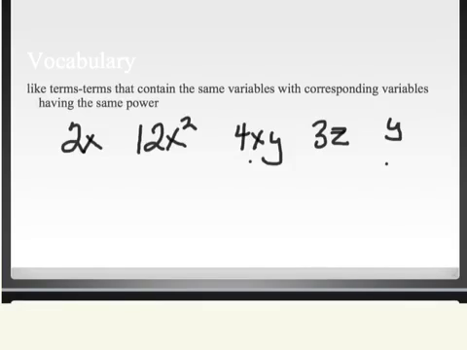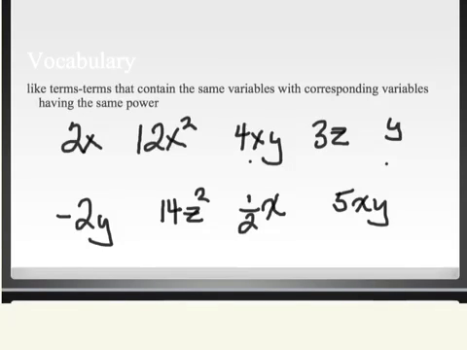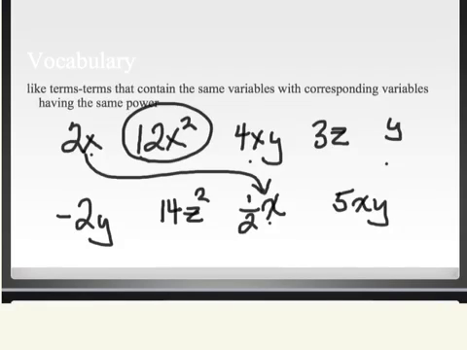So we're going to play a little game. And this game is match those like terms. So I have all of these terms here, and which ones are like? Well, 2x doesn't seem to have a partner, but it does in 1/2 x. Why? They both share the same variable to the same power. Let's see if we can find a match for 12x squared. Is there a match? No, not among these other guys. So that guy doesn't have a match.